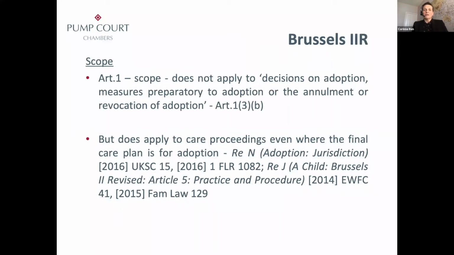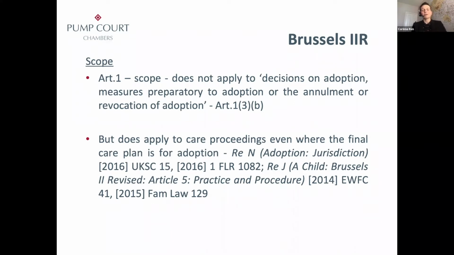I will proceed on the basis that for most of you, Brussels II revised is probably old news, so I'll try not to spend too much time on it, but just by way of an overview, and so you have it in your handout of the slides when it gets distributed, here are the crucial provisions. First of all, the scope is in Article 1. It doesn't apply to decisions on adoptions, measures preparatory to adoption, or the annulment or revocation of adoption.